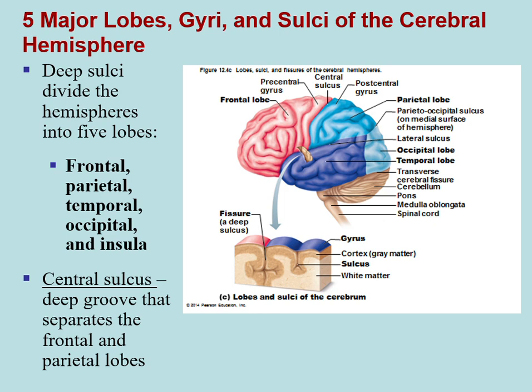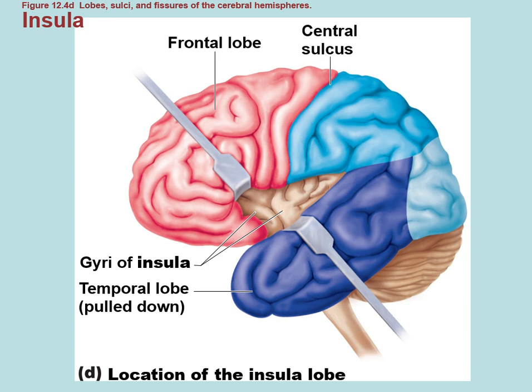All right, next let's take a closer look at those lobes of the brain. And we also have a better view of the insular lobe. They've actually pulled down the temporal lobe in this image, so you can see those gyri of the insula.